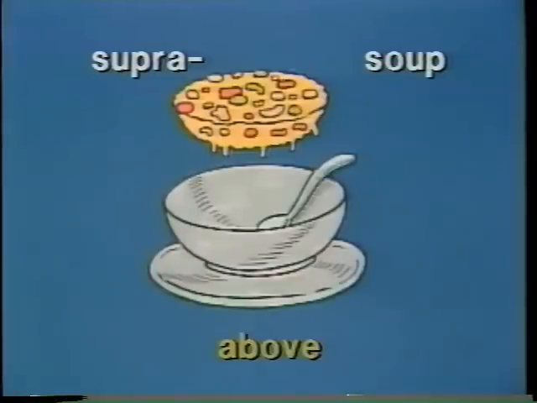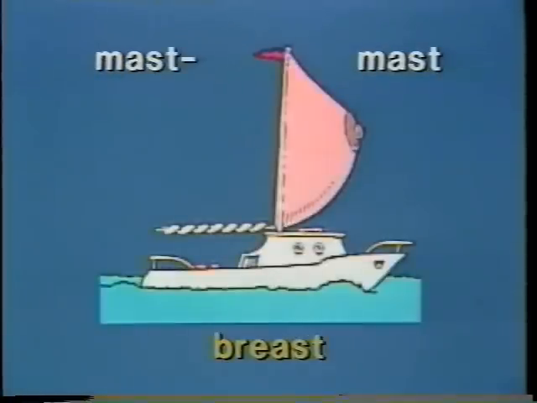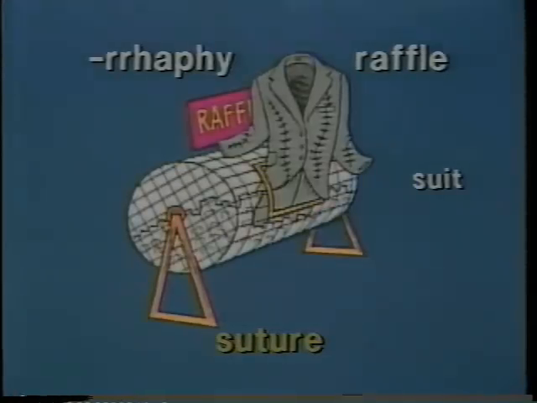Let's review these 5 elements. Supra, soup, above. Ptosis, toe sis, falling. Din, dinner, window pane, pain. Mast, mast, breast. Raffy, raffle, suit, suture.